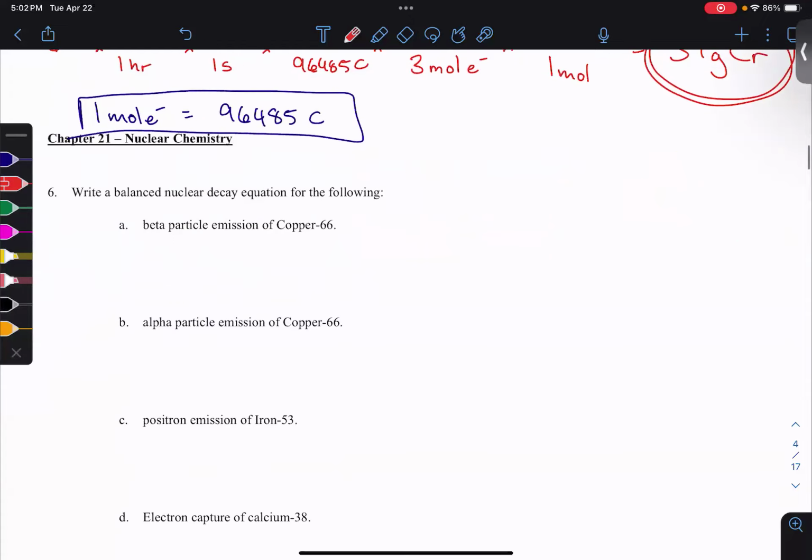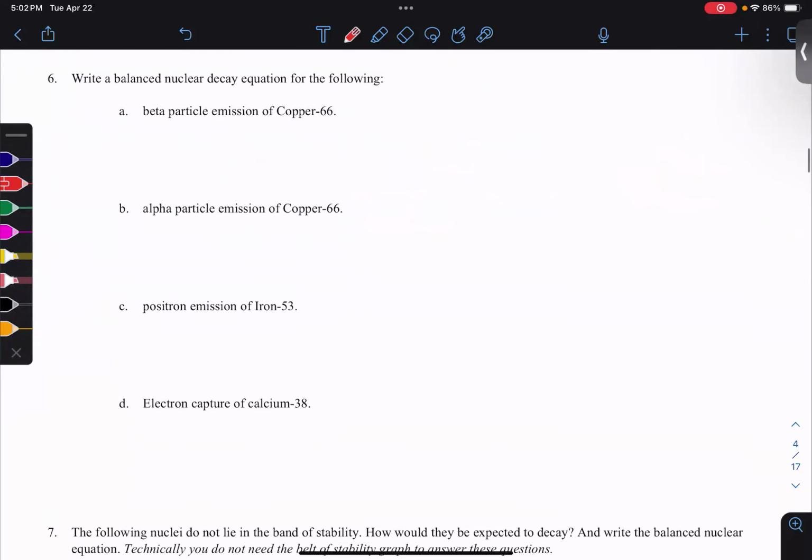Okay, nuclear chemistry. All right, you just need to memorize like 4 different types of particles for nuclear decay. All right, so you just need to memorize this. We got alpha particles, we got beta particles, we got positrons, we got electron captures. And then also gamma. So we need to know, what do these particles mean?